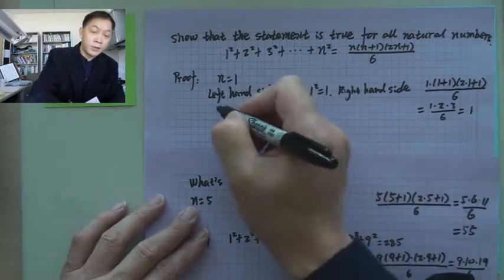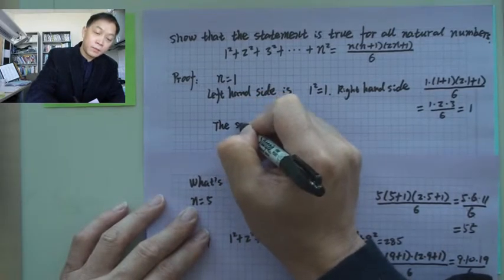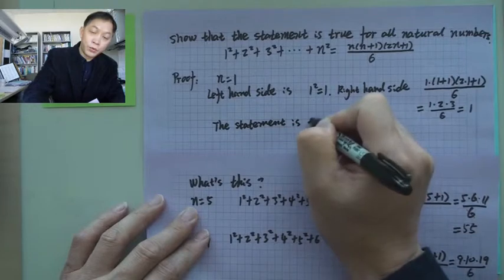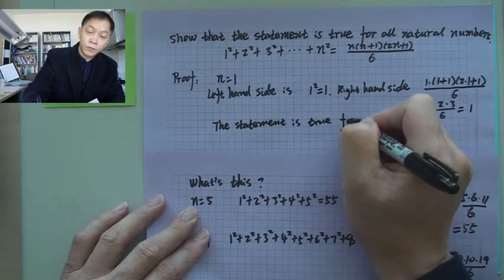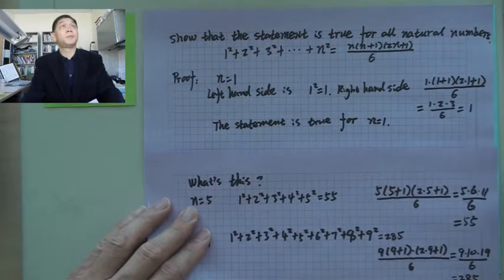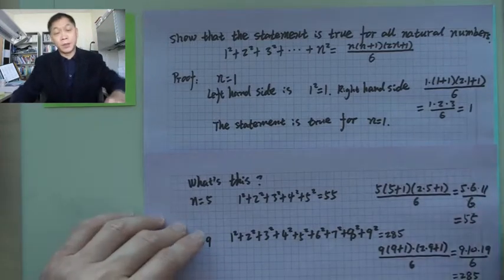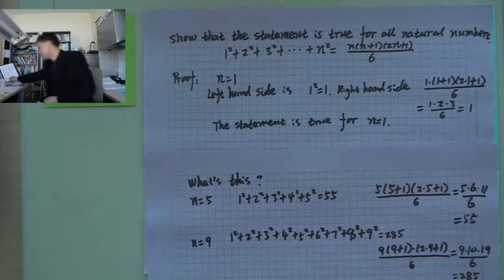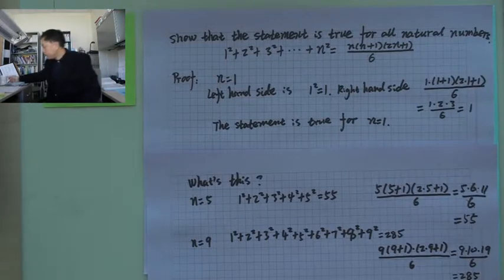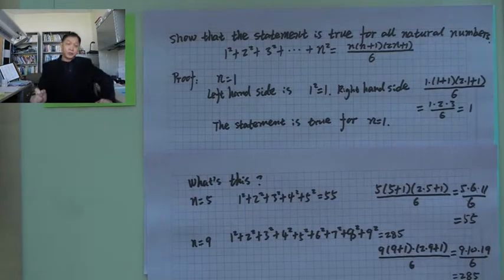Okay. This tells us that the statement is true for n equals 1. Okay. You may say we cannot do this all the time because we have infinitely many numbers. What is the following number you want to choose? Apparently, we cannot exhaust all the natural numbers.